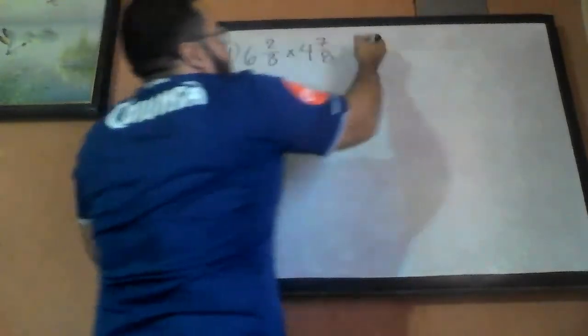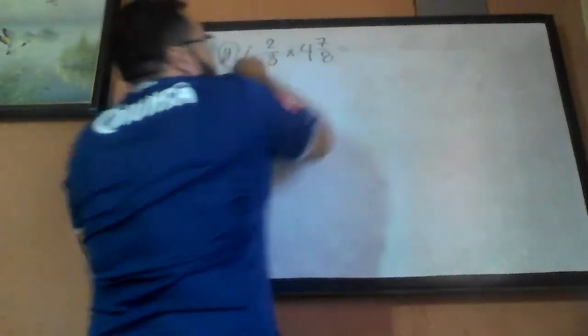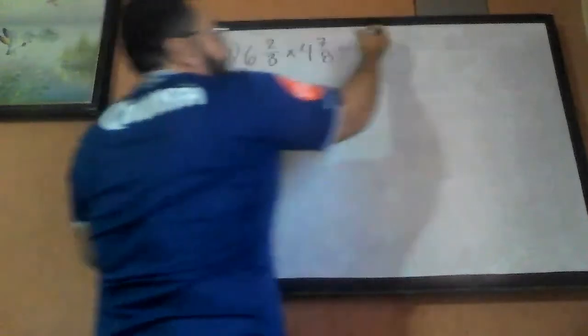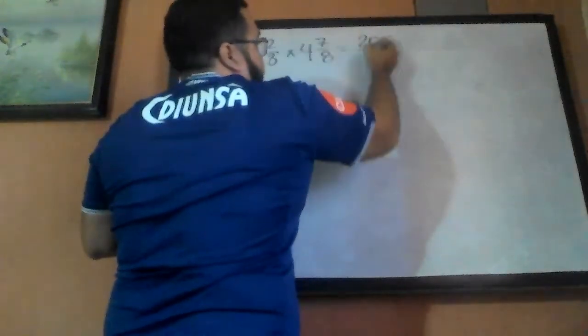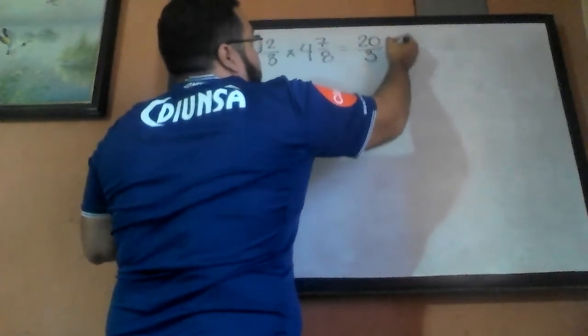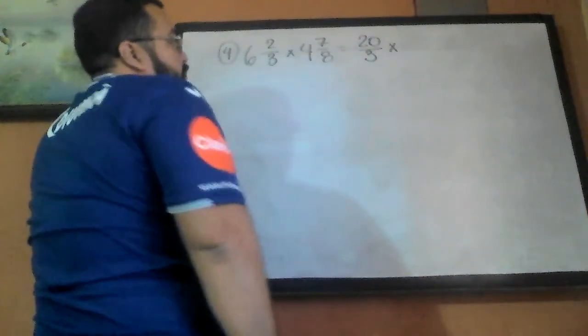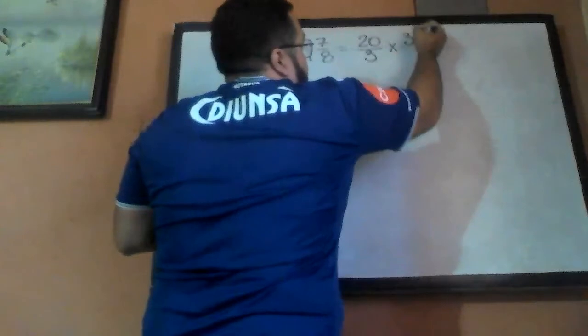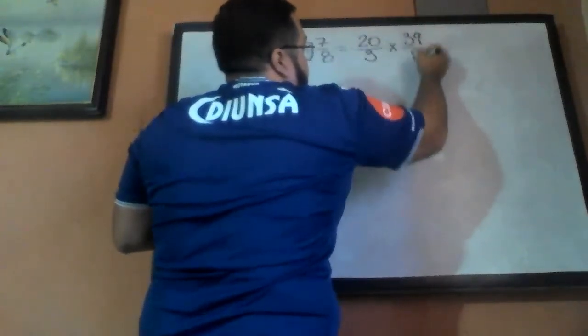3 times 6 plus 2. 3 times 6 equals 18 plus 2, 20. And the 3 is the denominator. 8 times 4 equals 32 plus 7, 39. Copy the 8. Now we can multiply. Numerator times numerator, denominator times denominator.